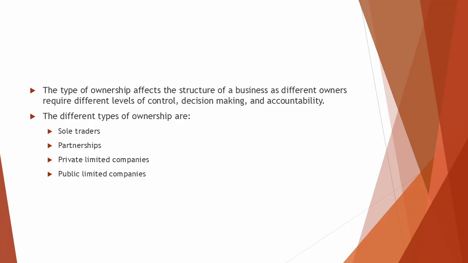The type of ownership affects the structure of a business as different owners require different levels of control, decision-making, and accountability. The different types of ownership are sole traders, partnerships, private limited companies, and public limited companies.